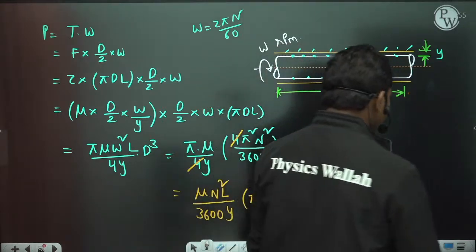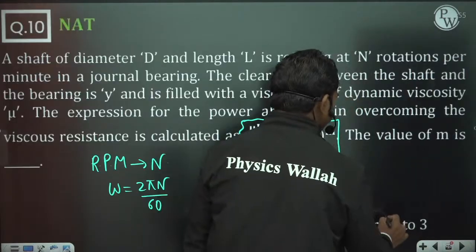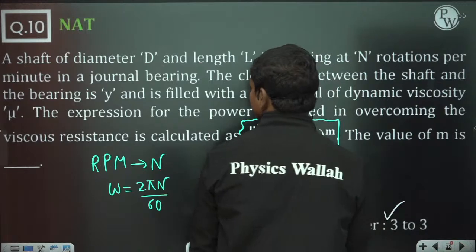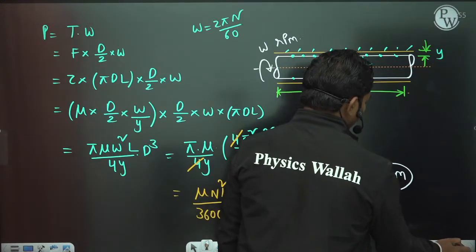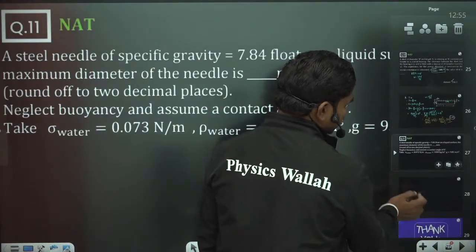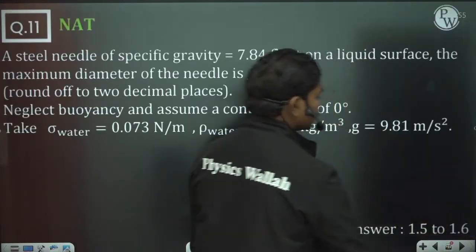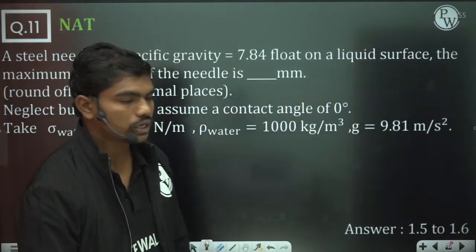So the m value is equal to 3, which we have actually given here. Answer 3 to 3, okay? So let's go for one last question, I think. Yes, this is the last question. Fine, okay, small question. We have 5 minutes more, so let us solve this question.